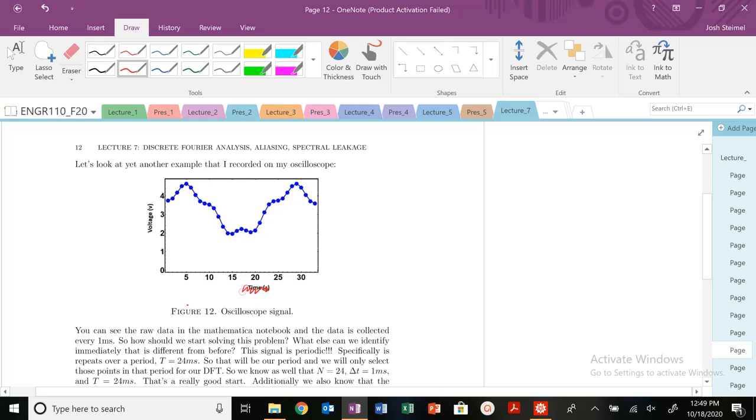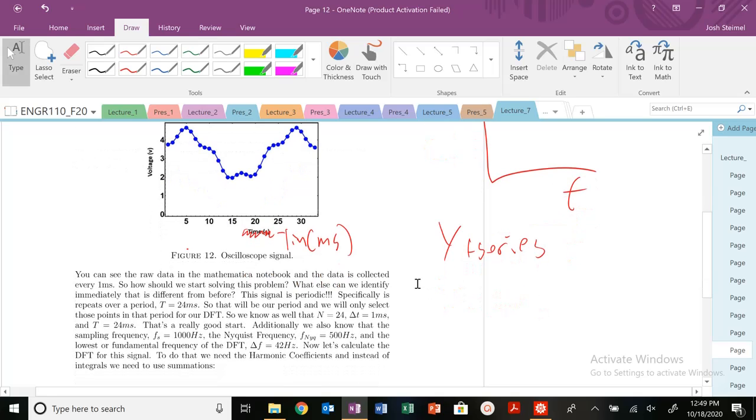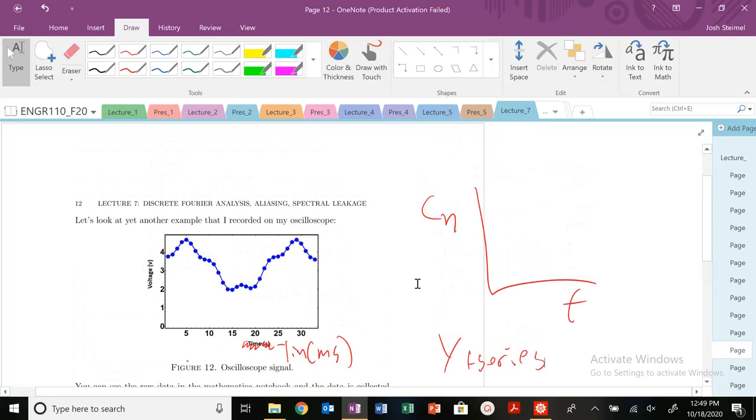Let's get into our second example of our discrete Fourier transform, and we are going to look at the signal type here. So this is time in milliseconds, and we are going to create our frequency spectrum of f and our Fourier series. So that's our goal of this function example today.